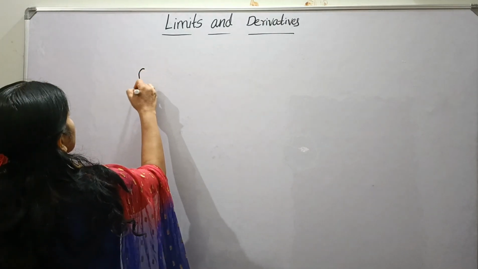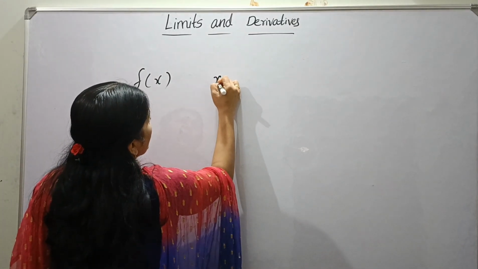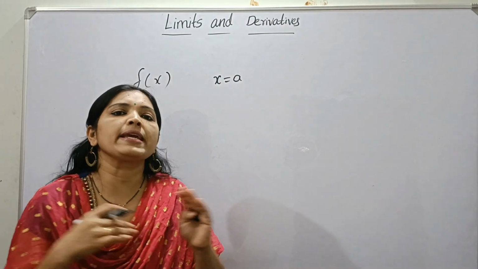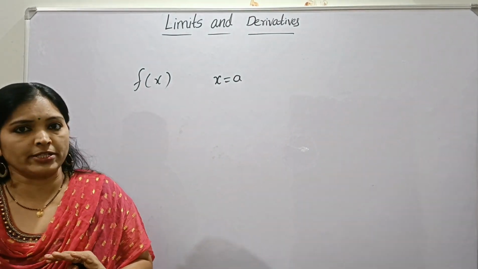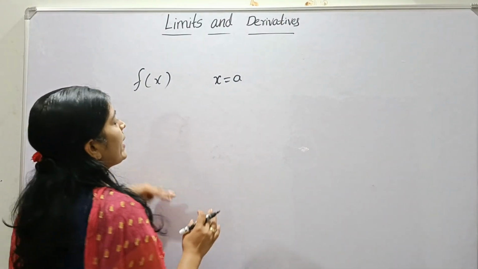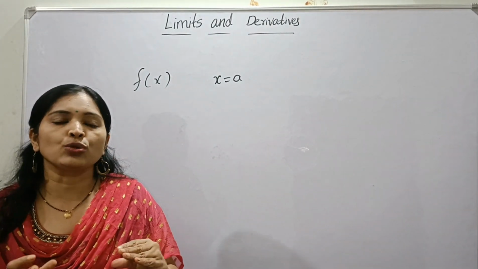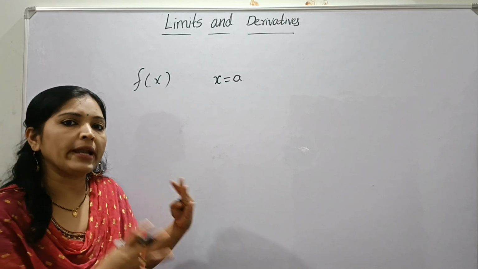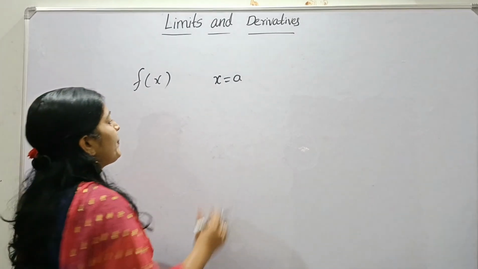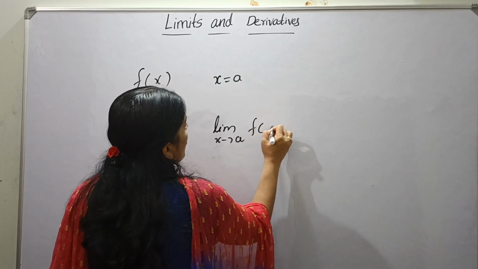Let f of x be a function of x, and if at x is equal to a, the function f of x is indeterminate, not fixed. So in that case we consider a value that is approaching a, or is near to or close to a. It may be less than a or greater than a. Then what is the value of f of x? It is represented as limit x tends to a f of x.